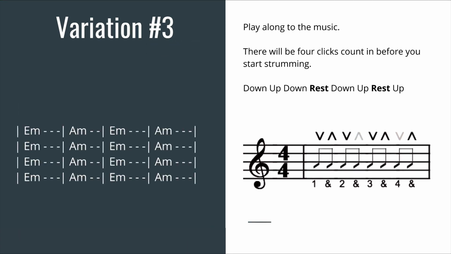For variation number 3, we now have some chords that you can play along with. Remember, the rhythm is down, up, down, rest, down, up, rest, up. And the chords that we're going to use for this are E minor and A minor, which are really easy chords to change between. So we're going to pick up the tempo a little bit and play this one a bit faster than we have been for the others. I'll give you a count in of 4 and you can start playing.